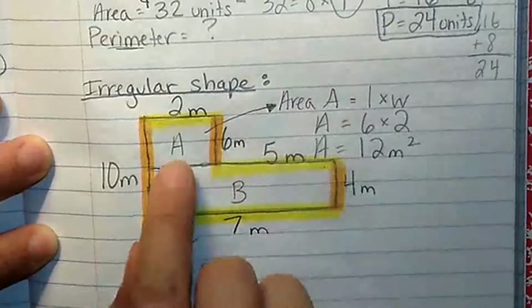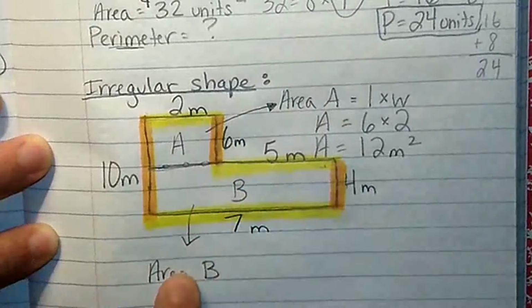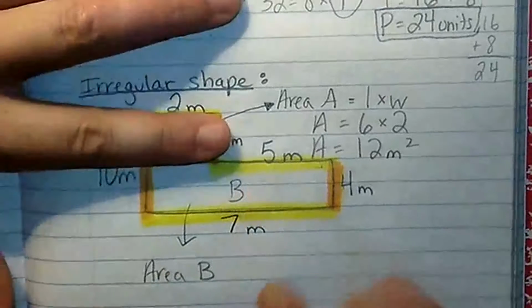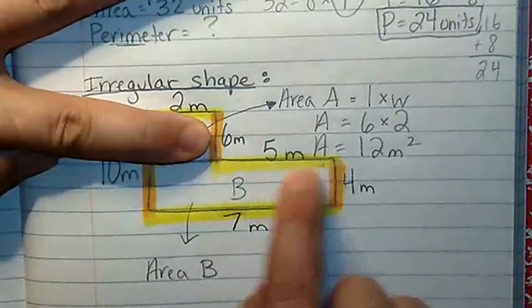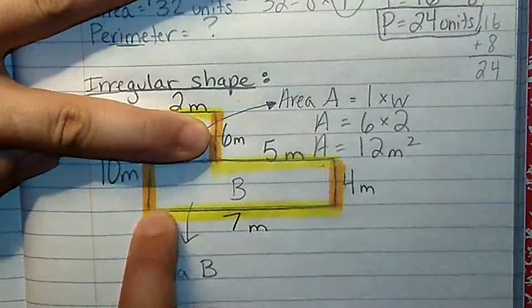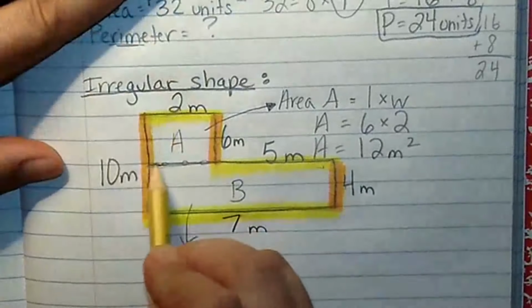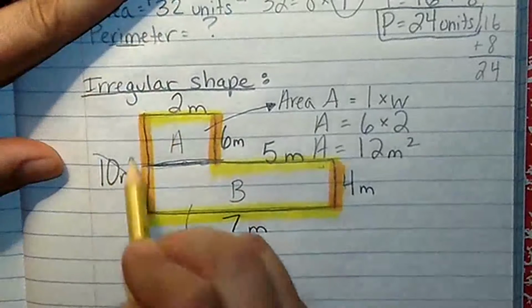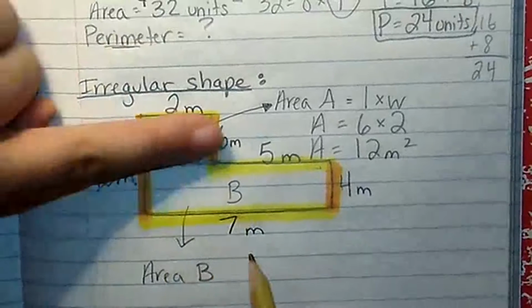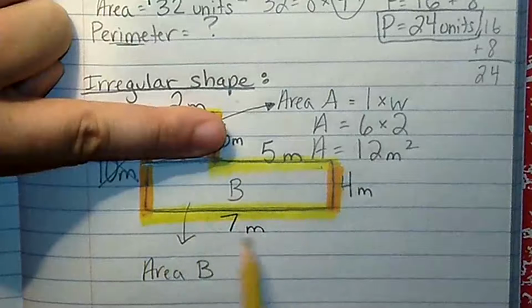We found the area of shape A. We needed to still find the area of shape B. Now the tricky part is, should I use this number to figure out the length, or should I use the 7? If you said the 7, you were right, because look, when we put this cut here, it cut the 10. I can't use the 10 either. So I can't use the 10, that's why I use the 6. Now I'm looking for the side here that shows the whole length, and that is 7.